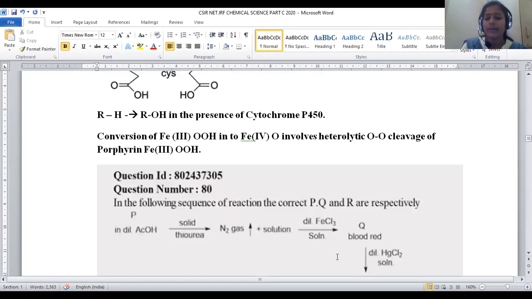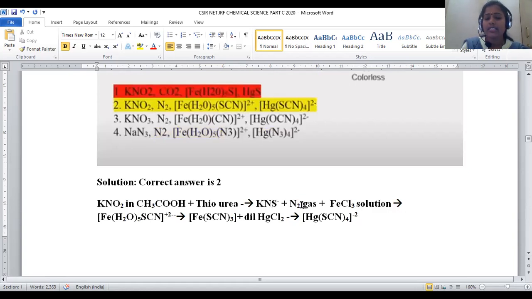The solution is treated with ferric chloride. When this KNCS solution is treated with ferric chloride, the product will be Fe(H2O)5(NCS) positive. Further, it turns into Fe(NCS)3. So the tris thiocyanato iron compound will be formed. Now it is treated with dilute mercury chloride. The final reagent will be dilute mercury chloride, and there is a formation of a kind of coordination isomerism. Iron is initially present in the complex, so a mercury complex will be generated here. Hg(NCS)4 2- will be formed.